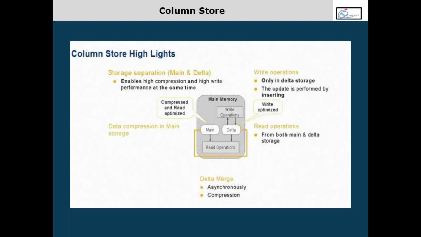Okay. And when it comes to reading, I'm going to read from main and I'm going to read from what? Delta, both of us. Right? Then you say when you're reading from delta, the reading would be slow, right? Yes or no? Yeah. Then when this is going on, as a regular process, you do something called delta merge. When you execute the process called delta merge, all the data is moved from delta table to main table asynchronously.